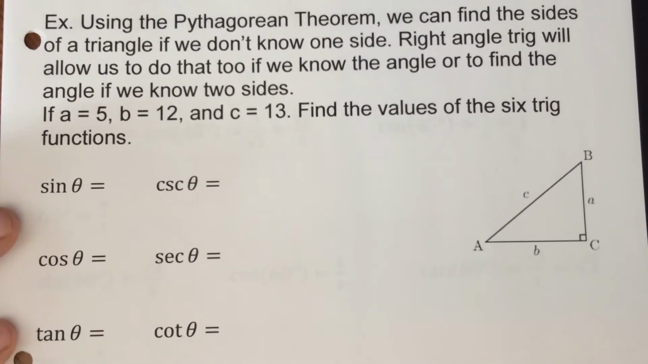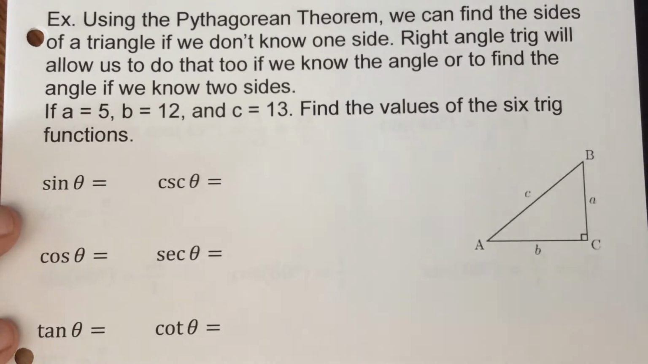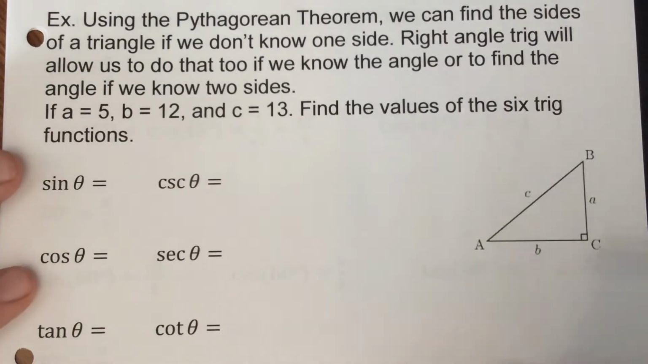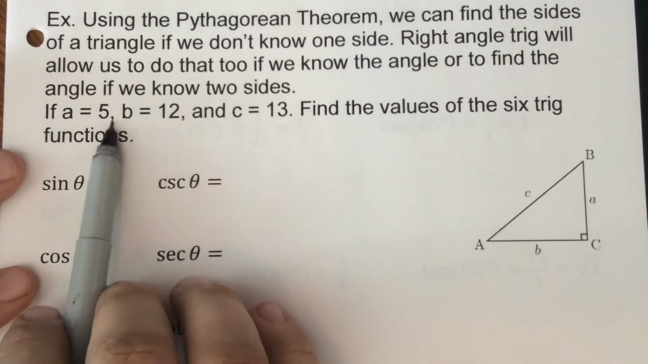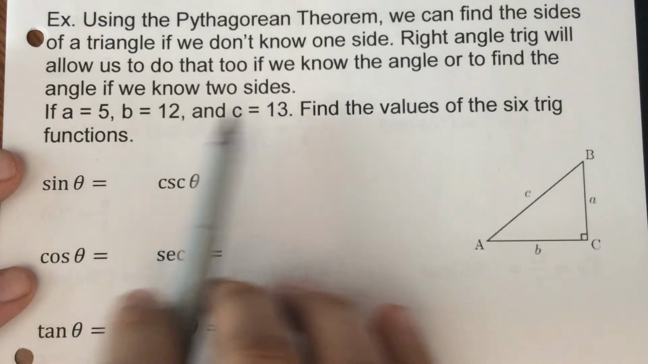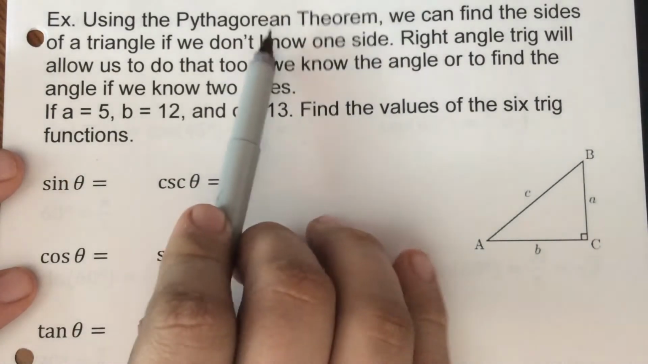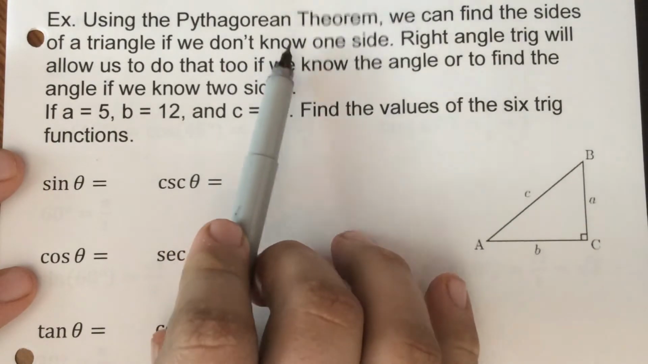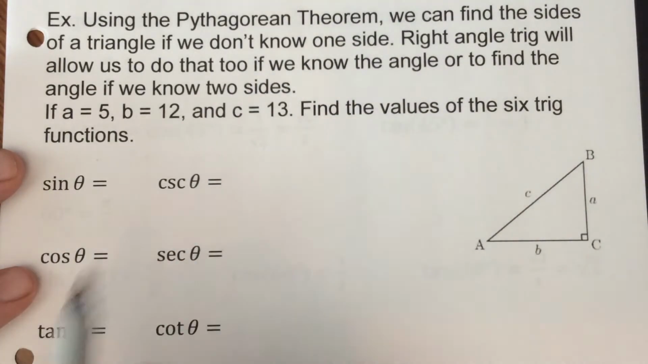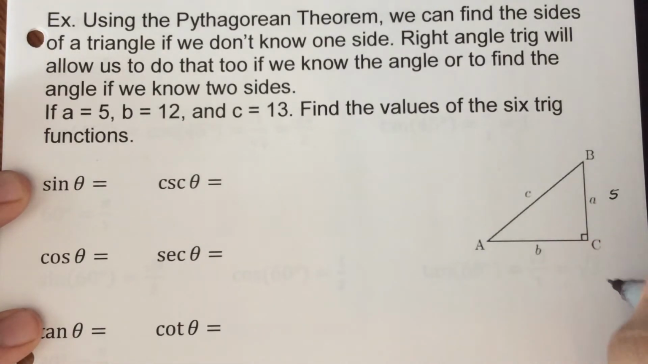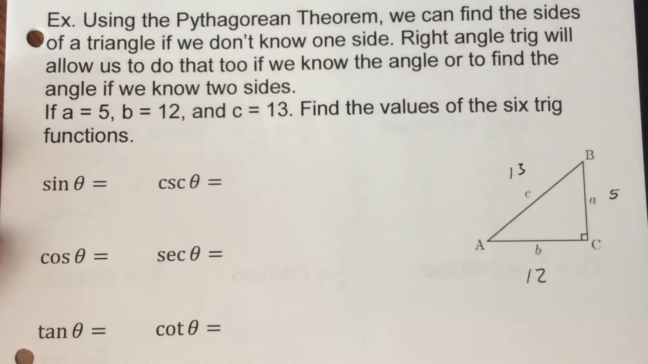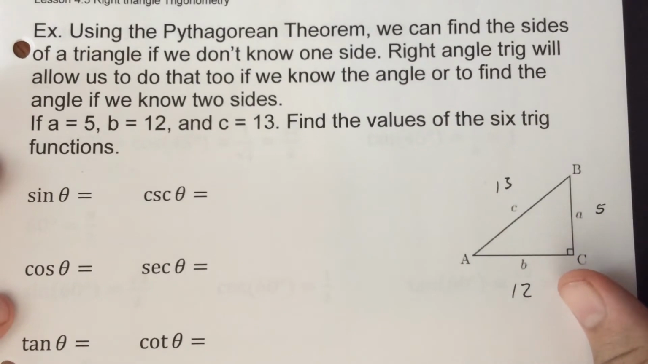So first off, we're going to do the Pythagorean theorem. We can find the sides of a triangle if we don't know one of the sides. So if they just gave you 2 of the sides, so let's say they gave you A and B, and we need to find C, or they gave you B and C, you need to find A, whatever those values are. Just remember, you can always use that Pythagorean theorem to find that third side, and then you can do this right angle trig. But for now, we're going to do this with A being 5, B being 12, and C being 13. So we're a 5, 12, 13 triangle here.